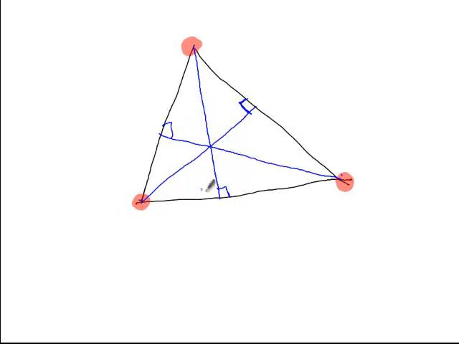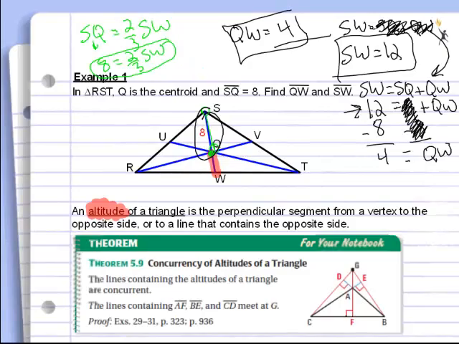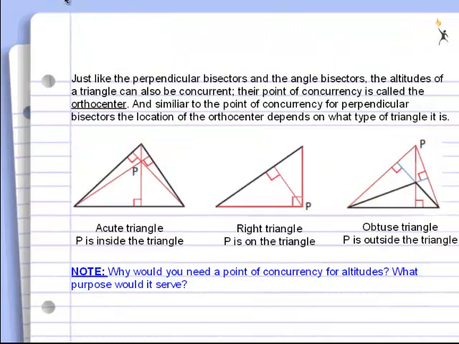And just like the angle bisectors, just like the perpendicular bisectors, just like the medians, what do you notice? Exactly. They have a point of concurrency. The lines containing the altitudes of a triangle are concurrent, meaning they'll meet at a point. Now, what I want you to notice is that sometimes, just like perpendicular bisectors and the angle bisectors, the altitudes of a triangle can be concurrent, meaning they meet at a point. Their point of concurrency is called the orthocenter.